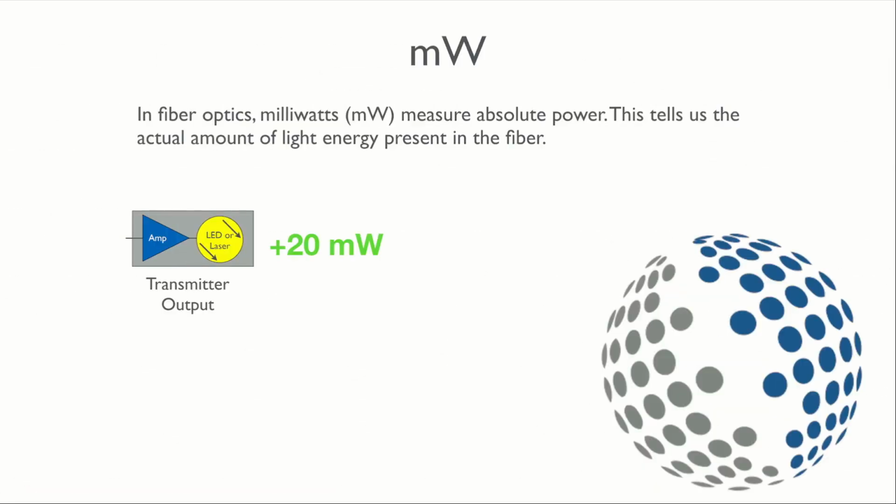In fiber optics, milliwatt is absolute power. This tells us the actual amount of light energy present in the fiber. For example, if a transmitter outputs 20 milliwatts, that is raw physical power being launched. This matters because hardware has strict limits. Transmitters have maximum ratings, receivers can be damaged by too much input, and safety regulations for lasers are based on absolute power level.